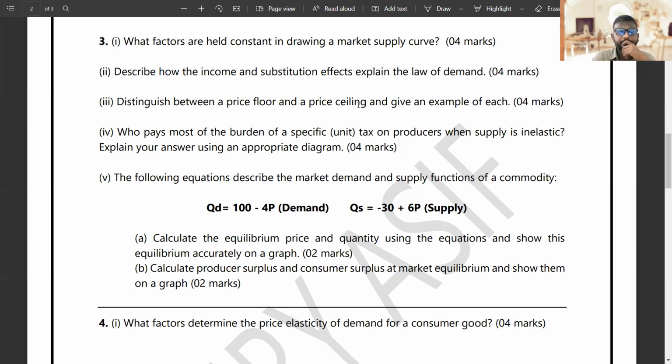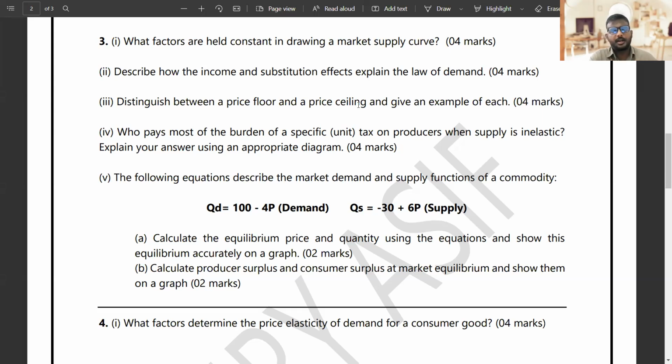Tax, through imposing taxes, providing subsidies, direct price control, and then price stabilization. So this price floor and price ceiling comes under which of those 4 ways in which government intervenes? It comes under price control, right?